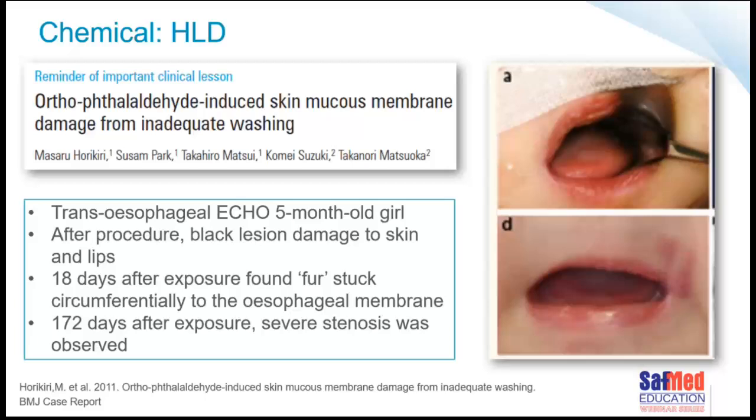Follow-up procedures revealed an esophageal stenosis. You can see there, 18 days after exposure, they found this scarring stuck circumferentially around the child's esophagus. And then the severe stenosis resulted. It took them a year and ongoing dilatation treatment to manage this child's stenosis. That was really a mistake from the process of the staff.